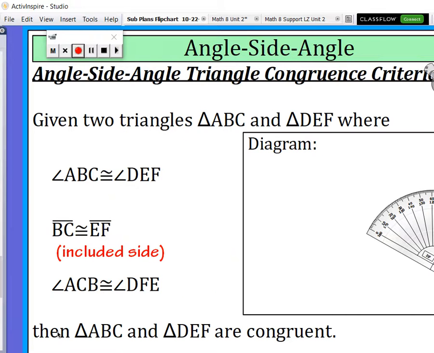So again, your angle side angle. I'm going to go ahead and pause the video here and give you a chance to try and draw this information that you see on the board. So go ahead and pause, take about 3 or 4 minutes, and try and determine the missing information in your diagram.